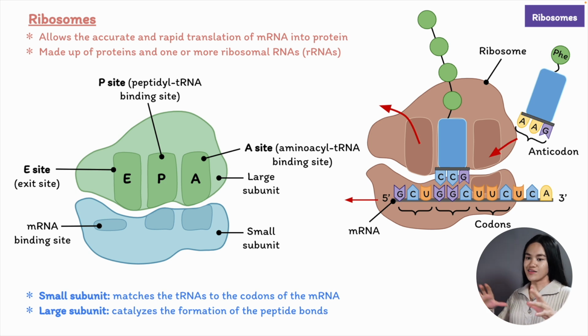Okay, let's now take everything we've covered and build a polypeptide. Similar to DNA transcription, we can divide translation into 3 stages: initiation, elongation, and termination.